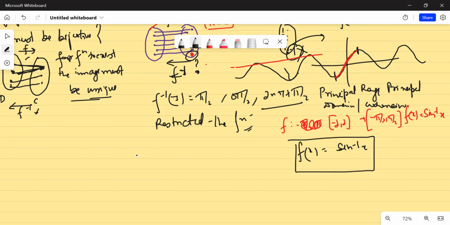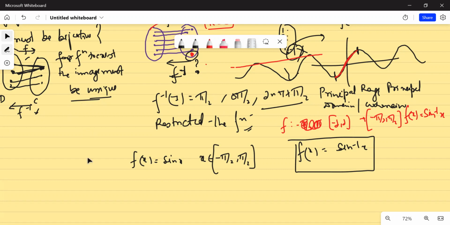I have restricted the original function f of x equals sin x, where x belongs to minus pi by 2 comma pi by 2. So I have restricted the domain of the original function, and because of this I am able to define my inverse function. Is that clear?